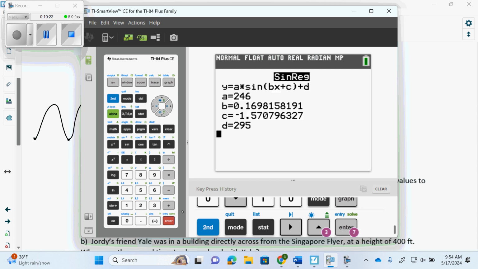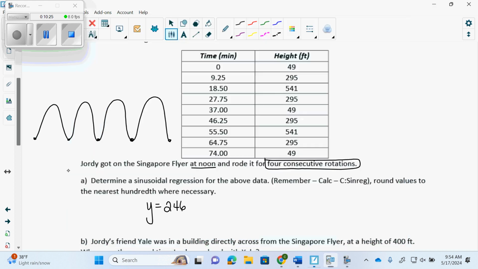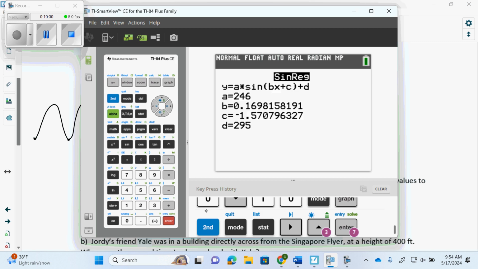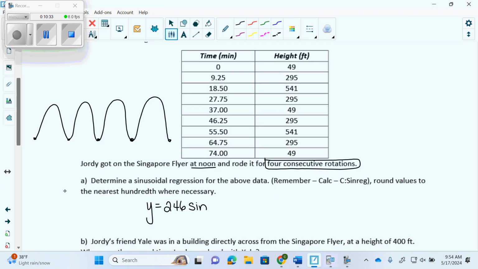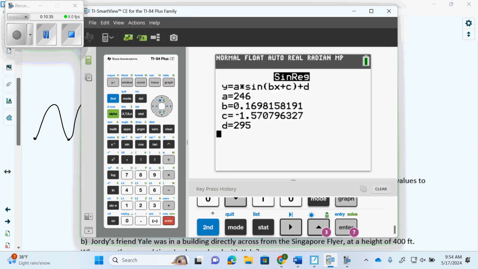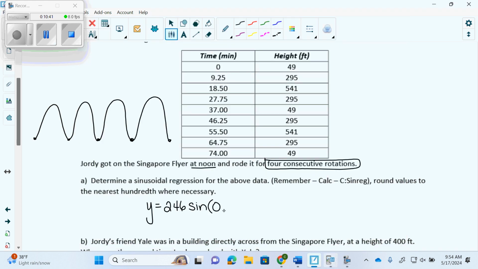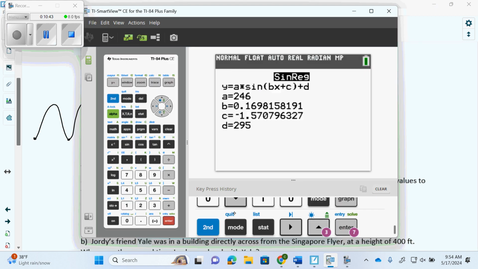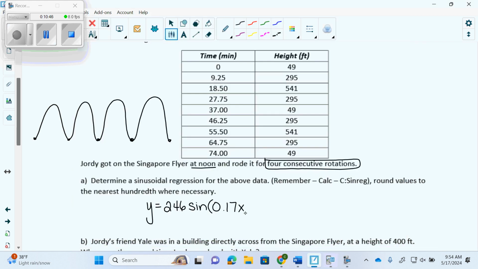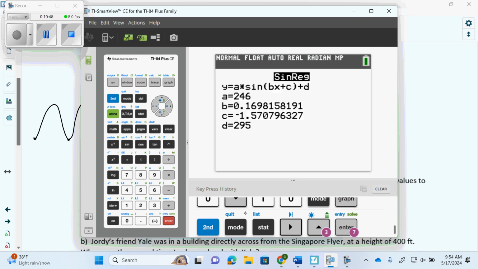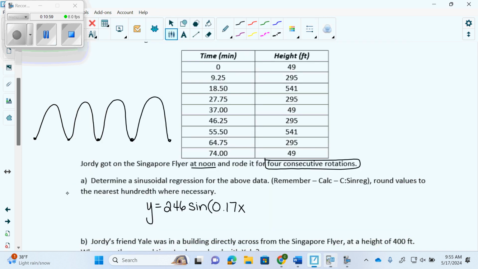So we go a sine. We don't need the times symbol. So we'll go a, so 246 sine. Then it says open bracket b. So I'm going to go open bracket b. B is 0.17 to the nearest hundredth. So 0.17. Then it says x. So I put an x. Then it says plus c. Now if c is negative, if I plus a negative, it's just negative, correct? So I could go plus negative 1.57, or I can just go minus 1.57.